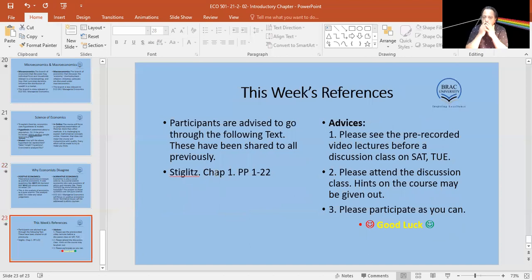This is our last slide for week 2. The participants are advised to go through the following text. This text has already been shared with all previously by email. Stiglitz, chapter 1, pages 1 to 22.